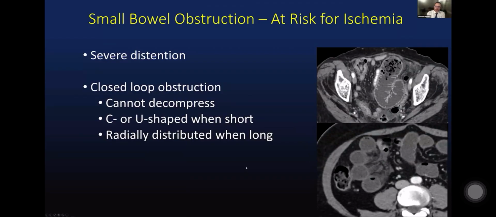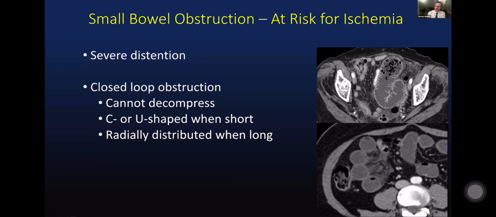And the main situations where you get ischemia complicating small bowel obstruction are severe distension, as I mentioned, and closed loop obstruction as well. Occasionally, you can see ischemia from things like volvulus or intussusception. But we like to think about closed loop obstruction specifically because it's really on the radiologist to identify these patients. This is an important subset of small bowel obstruction because they cannot be decompressed by vomiting or by nasogastric tube suction.